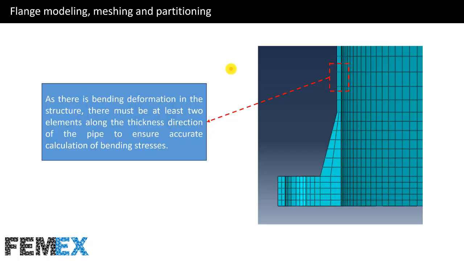As there is bending deformation in the structure, there must be at least 2 elements along the thickness direction of the pipe to ensure accurate calculation of bending stresses. Here, along the flange, 2 elements are defined along the thickness direction.